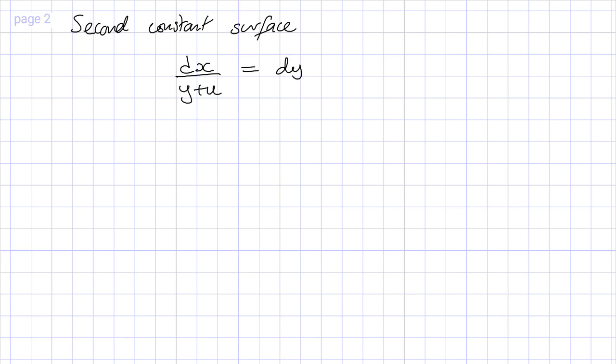And as you know, we need to find a second one. So the second constant surface. Let me write out my Monge equations again so you can see where things are coming from. So I've got dx by y plus u equals dy by y equals du divided by x minus y.